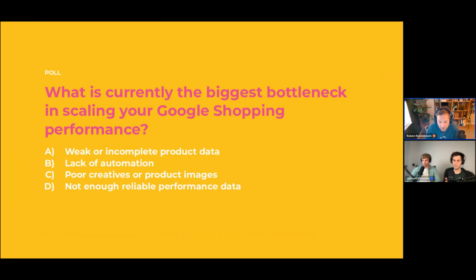So now there's a poll. In this case, what is currently the biggest bottleneck in scaling your Google Ads shopping performance? And if you have any results, could you share them, guys?